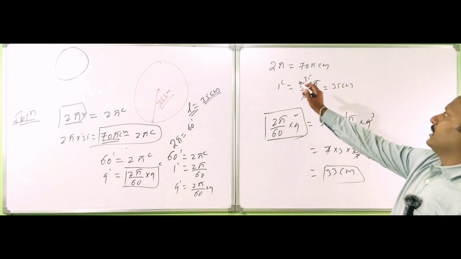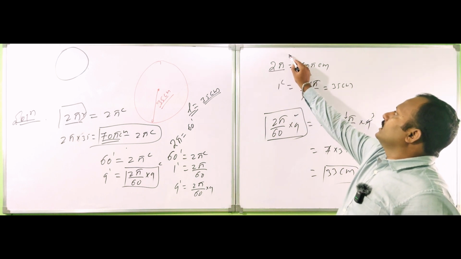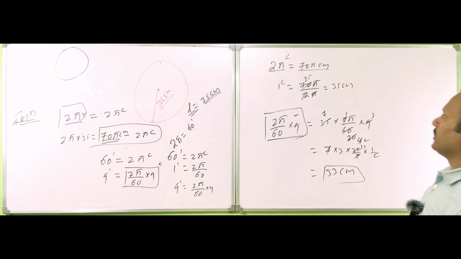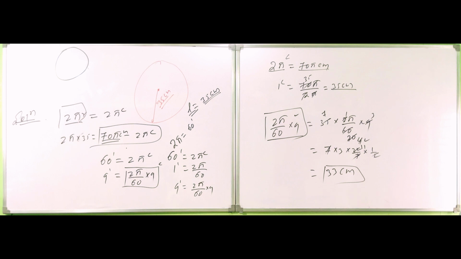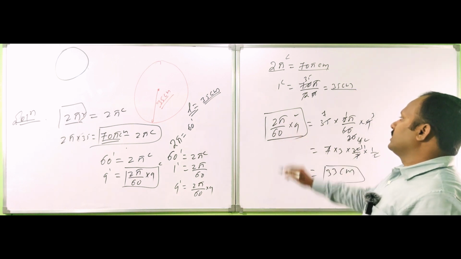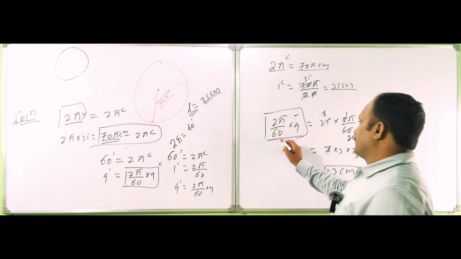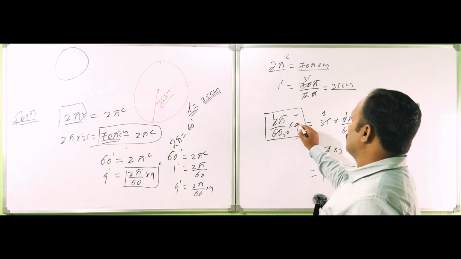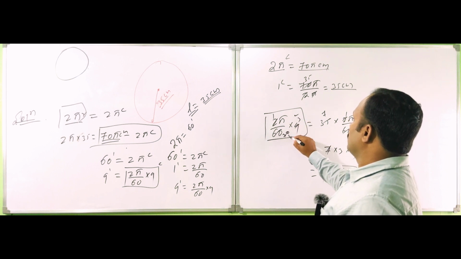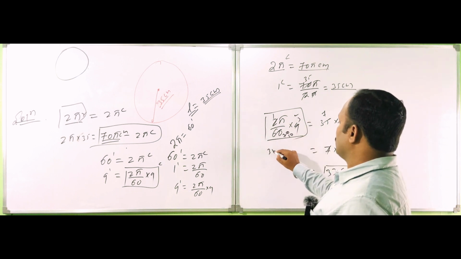See here, if it covers 2 pi radians for 70 centimeters, then for 1 radian it covers 70 by 2, which is 35 centimeters. For 1 radian it covers 35 centimeters. For 2 pi by 60 into 9 radians, you can simplify this also. This gives 3 pi by 10.